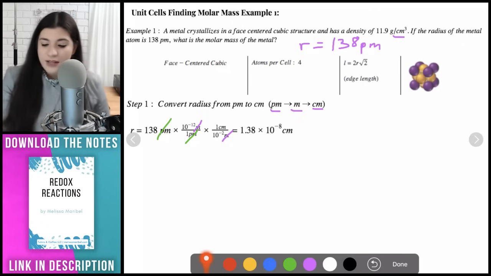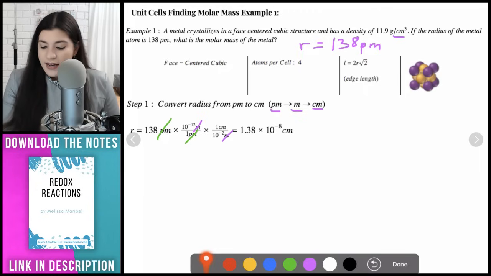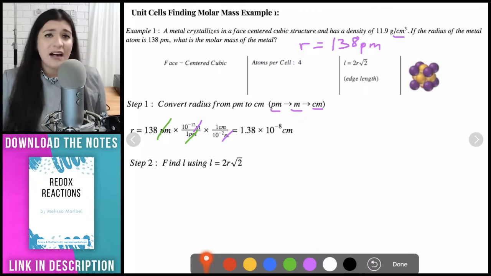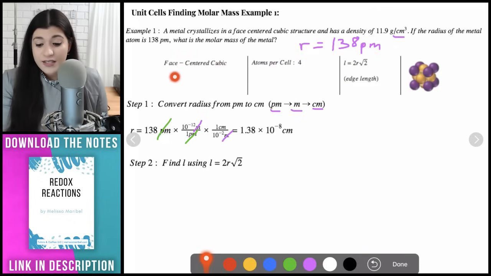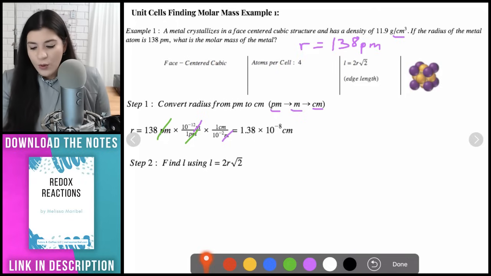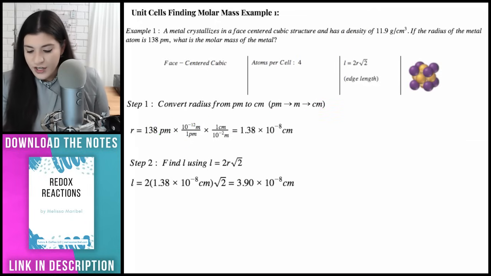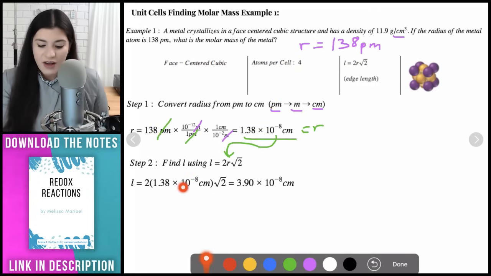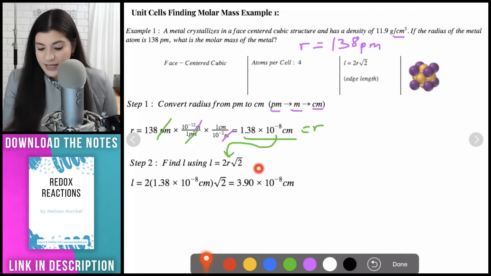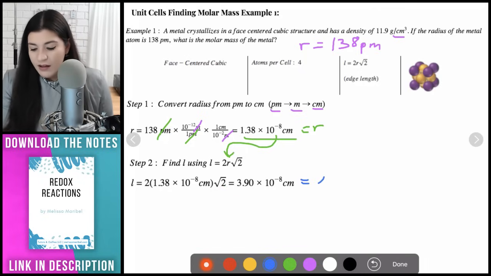So now that we have the correct centimeters, what I'm going to do next is find what L is, because I know what R is. So this is our formula that we're going to be using, and I knew this just because they told me it's a face-centered cubic structure. So now, since I know what R is, and it is in the correct unit, I'm just going to plug that in. It's going to be 2 times this value, and then times the square root of 2. That's going to give us this value. So now I know what L is, which is great.